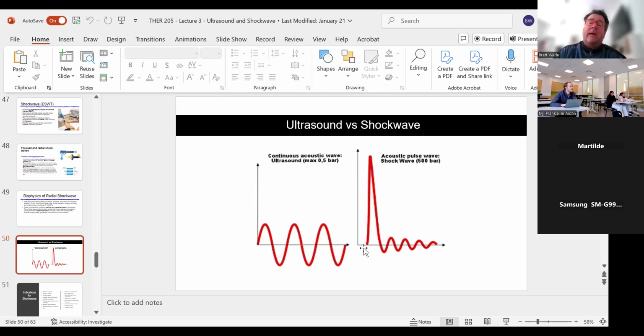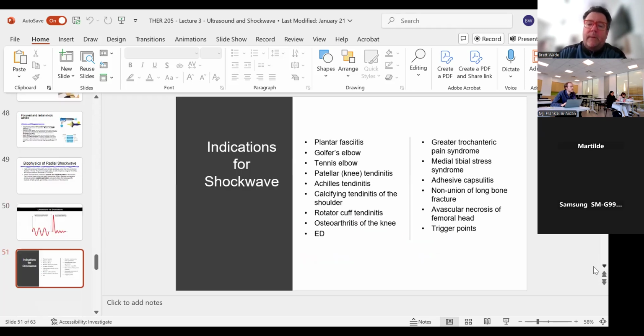When I say shape, this is what I mean. The ultrasound wave goes like this, but that shock wave is a very strong positive wave followed by these little aftershocks. Incidentally, that big shock wave and these little aftershocks, the aftershocks are even thought to be created by popping of gas bubbles, unstable cavitation.